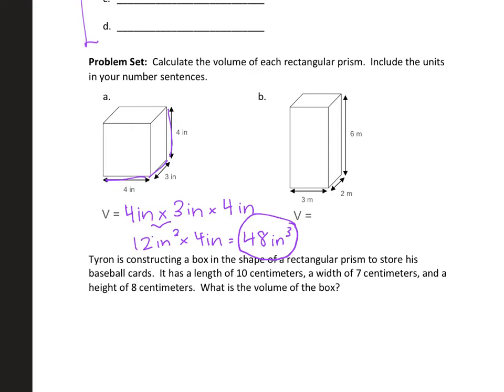All right, and then same thing here. The volume is 3 meters. Make sure you pay attention to the units because sometimes they change. The width is 2 meters. And the height is 6 meters. All right, 3 meters times 2 meters is going to give us 6 square meters. So 6 square meters times 6 meters is going to give us 36 cubic meters.